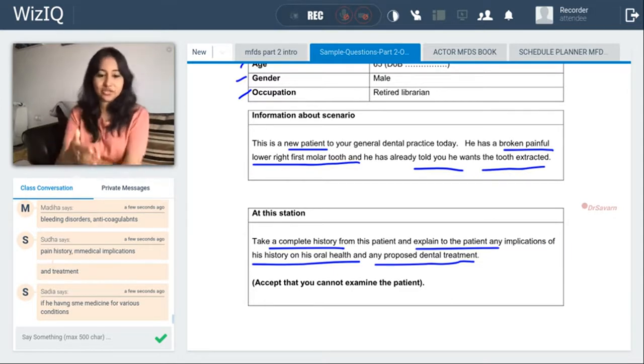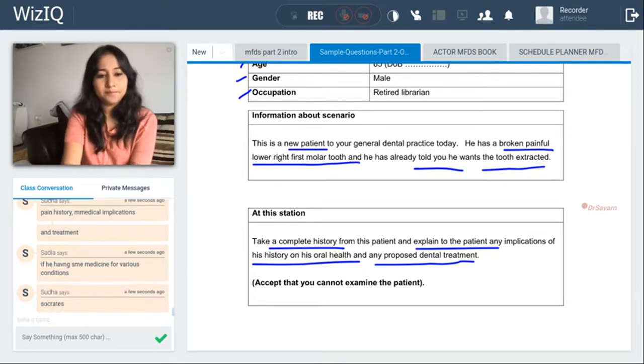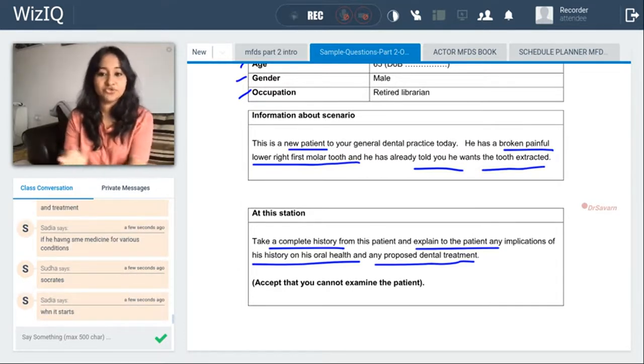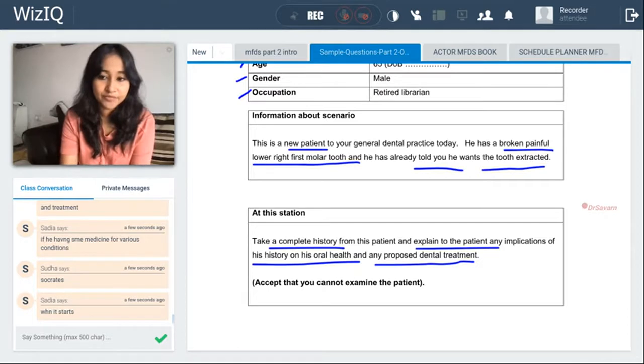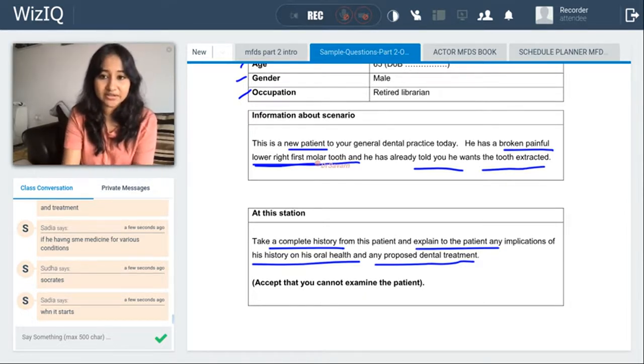So what all will you be asking in pain history? That's correct. Yes. Let us go step by step now. Go one by one. There is some information you have already got. In this scenario you don't have much information because it's a history taking theme. But if they have already given you that it's a lower right first molar, you don't have to ask where. So ask about onset, when it started. Aggravating factors, relieving factors, intensity. Have they had any treatment done on that tooth before?